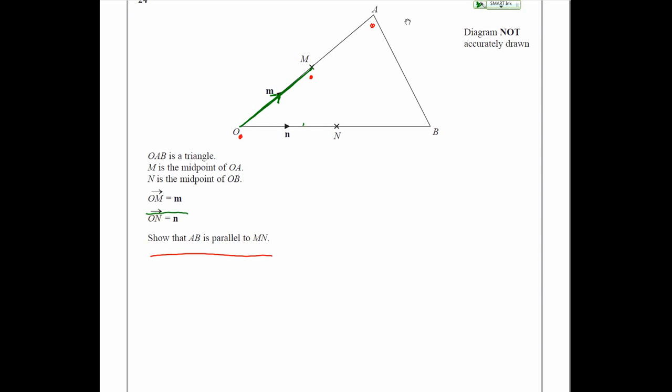Anyway, ON, O to N, let's do it in a different colour, is this vector. We call it N. And we've said N is the midpoint of O to B. So that means, again, if this is drawn properly, if you double it, you get to B. It's not quite perfect there. Show that AB is parallel to MN. The vector MN is this vector from M to N. So let's think about how to get from M to N. From M to N, you need to go backwards along M and then along N. Now, if we're going backwards along a vector, it's just a negative of it. So it's minus M, and then we go plus N.